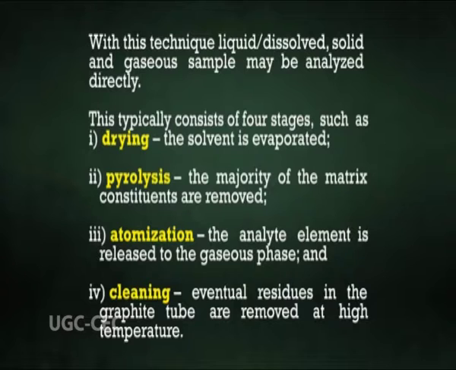This typically consists of 4 stages. Number 1, drying. The solvent is evaporated. Second, pyrolysis. The majority of the metallic constituents are removed. Third, atomization. The analyte element is released to the gaseous phase. And fourth, cleaning. Eventually, residues in the graphite tube are removed at high temperature.